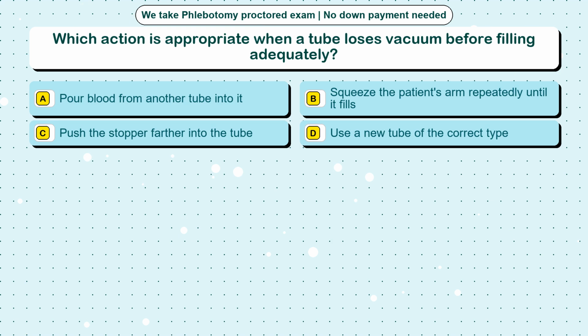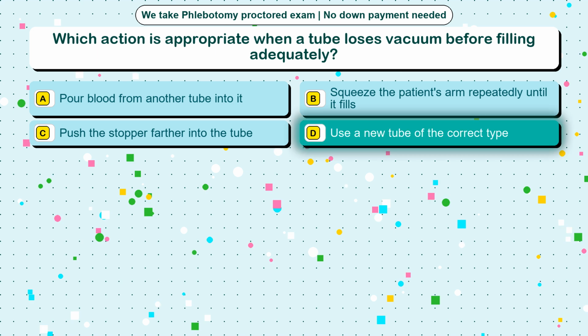Question 5. Which action is appropriate when a tube loses vacuum before filling adequately? Option A. Pour blood from another tube into it. Option B. Squeeze the patient's arm repeatedly until it fills. Option C. Push the stopper farther into the tube. Option D. Use a new tube of the correct type. The correct answer is option D.